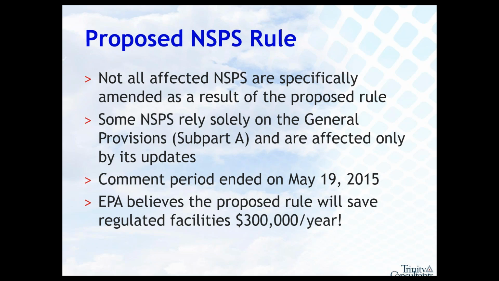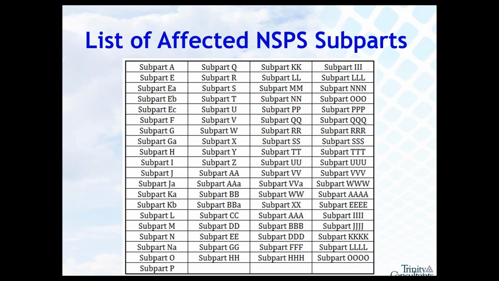EPA believes that the rule is going to save facilities $300,000 nationwide a year, which I know a lot of people are a little bit skeptical of. Here's a list of the new source performance standards that would be affected by this proposed rule. Again, you have to review each individual subpart and its requirements to actually figure out what your reporting obligation might be.